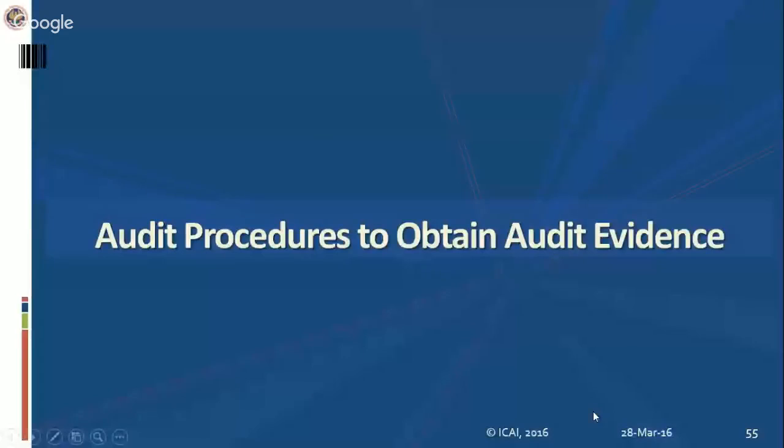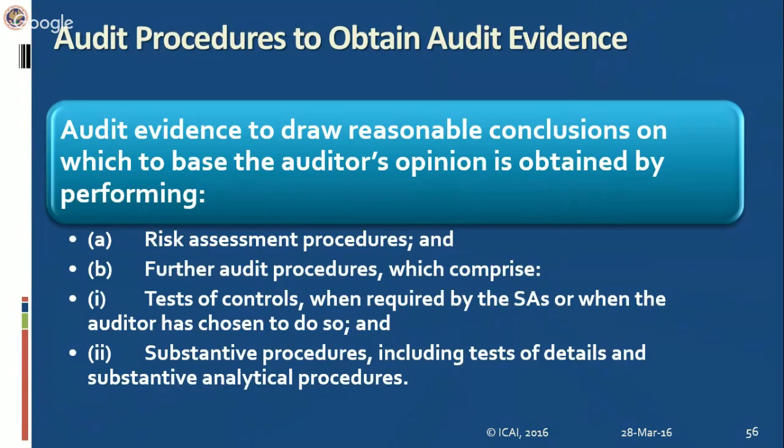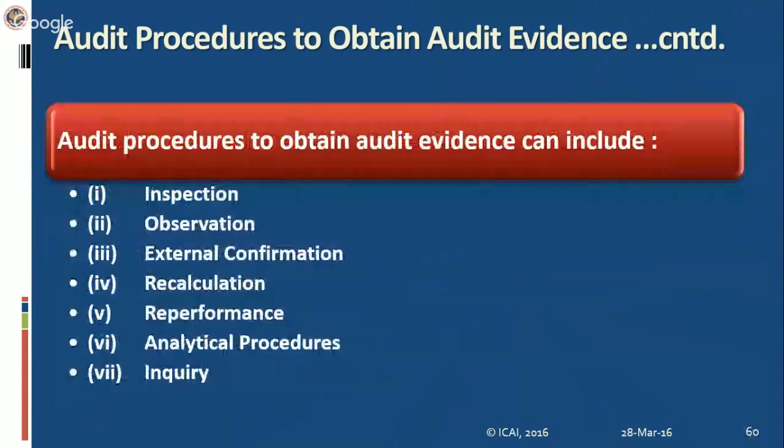Now we move back to our PPT part. Audit procedures to obtain audit evidence. Friends, audit procedures: inspection, observation, external confirmation, recalculation, reperformance, analytical procedures, and inquiry, as discussed in SA 500. Believe me, all these are definition part. You need to learn all definitions. So here is the learning required. You should understand how to study basically.